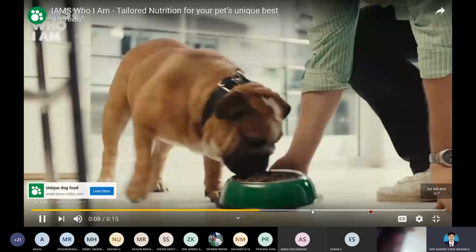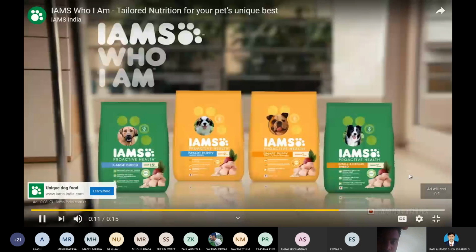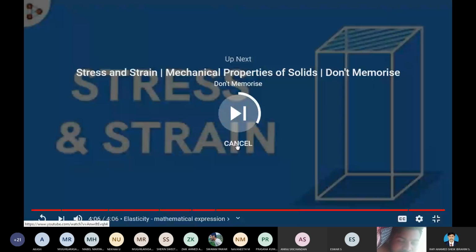So we are learning only the basic things. So only the basic things. So these are all relevant to our experiment.